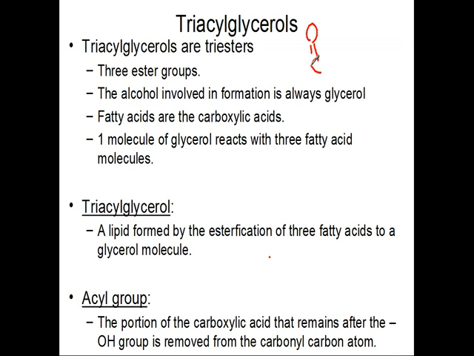The word acyl is referring to an acyl group, the carboxylic acid without the OH. And the YL ending should indicate to you that we're talking about a substituent. So I'll draw the long bond there. An acyl group is this part. So what we have is glycerol with 3 acyl groups attached. It's a triester. So triacylglycerol is a lipid formed by the esterification of 3 fatty acids onto a glycerol.